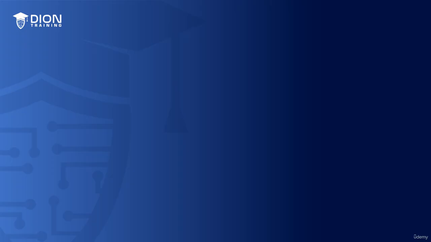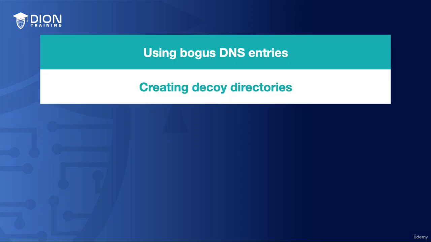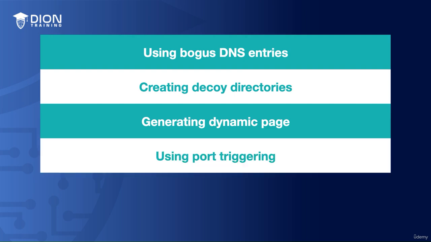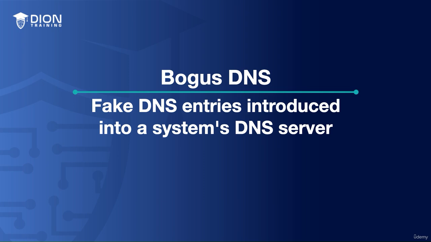In addition to the deceptive technologies we covered of honeypots, honeynets, honey files, and honey tokens, we also could use some disruption technologies and strategies to help secure our enterprise networks, like using bogus DNS entries, creating decoy directories, generating dynamic pages to slow down web crawlers, using port triggering to hide services, and spoofing fake telemetry data during a detected network scan. First, we have bogus DNS entries.